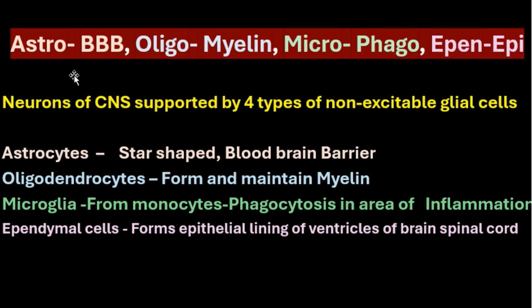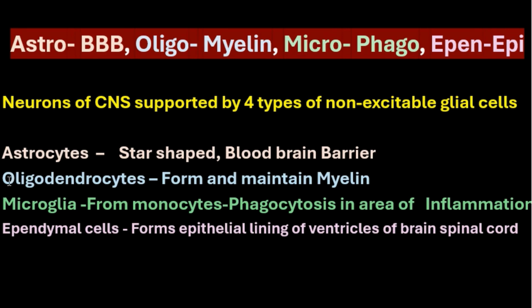Astro BBB, oligo myelin, micro phago, epen epi. So this is the short form. Astro BBB, oligo myelin, micro phago, epen epi. So here you see astrocyte is for the blood-brain barrier, that is BBB. Star shaped. Astrology is star, right? So astrocytes are star shaped, blood-brain barrier.